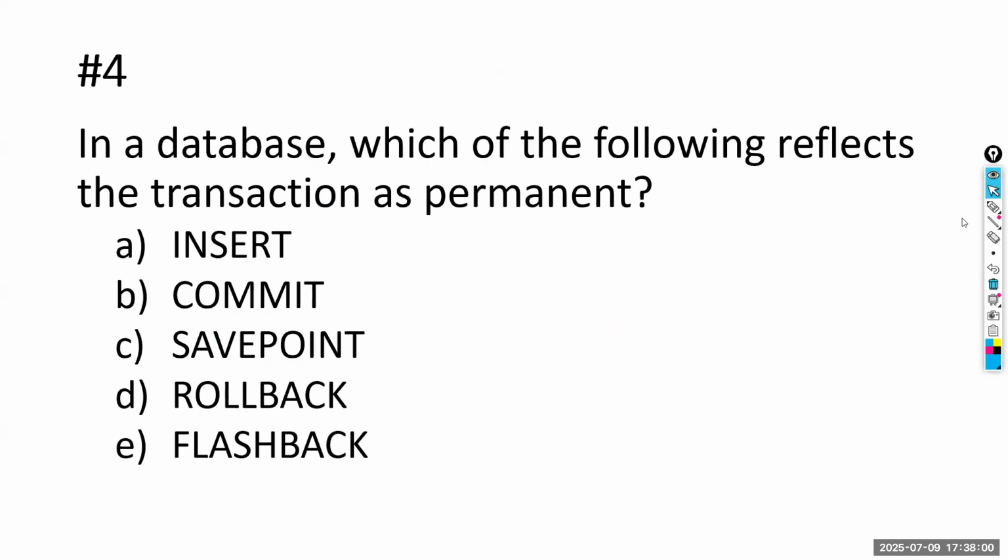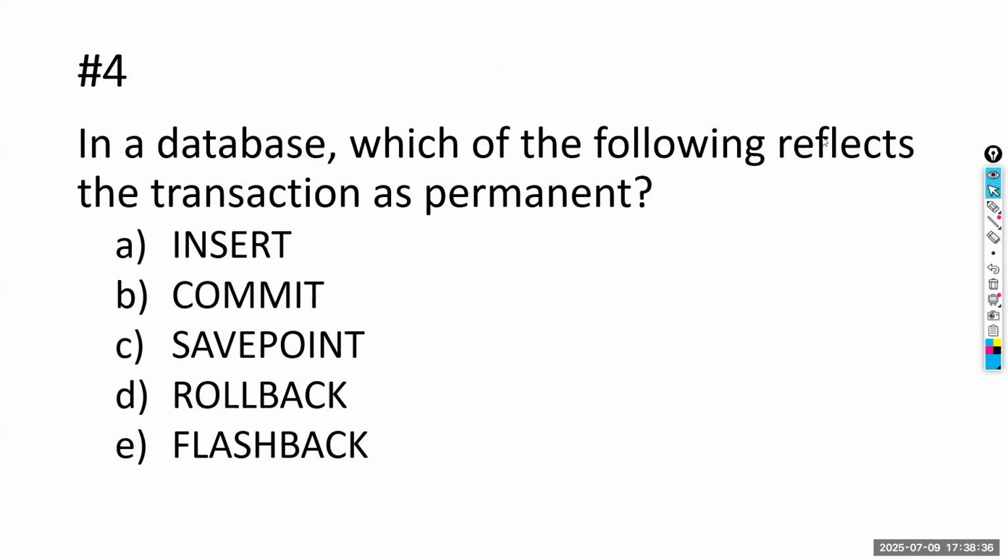In a database, which of the following reflects the transaction as permanent? That means you make your transaction permanent. How do you call that? Insert, commit. So permanent means success, right? Otherwise, rolled. We need to undo. When it is success only, we make it permanent. Otherwise, we have not yet made it permanent because we are waiting for the next step to happen and see if everything is done.